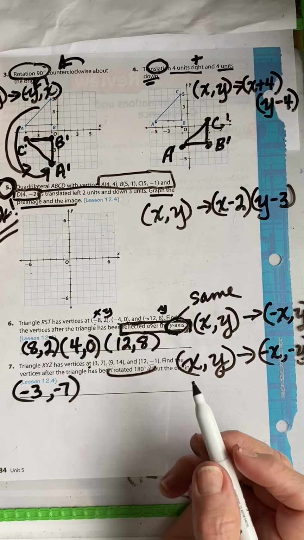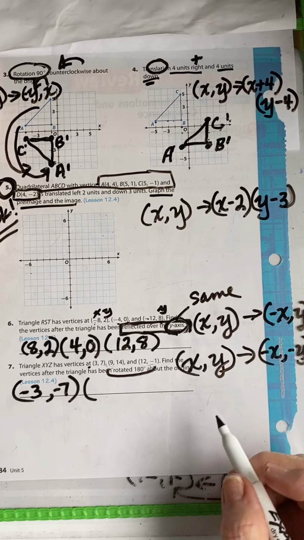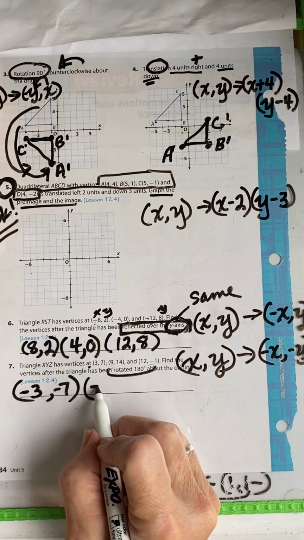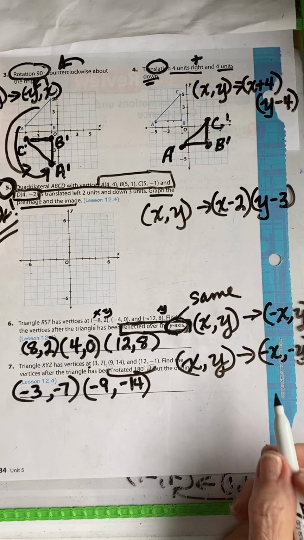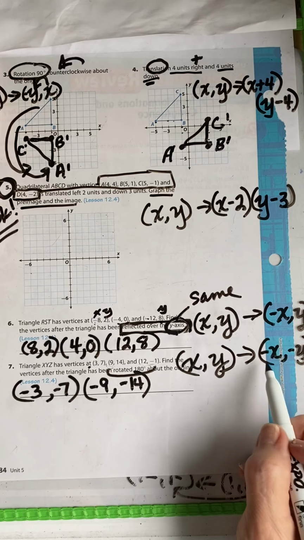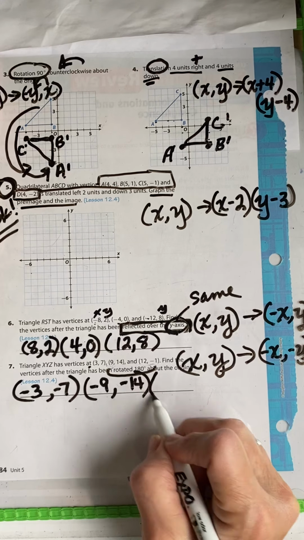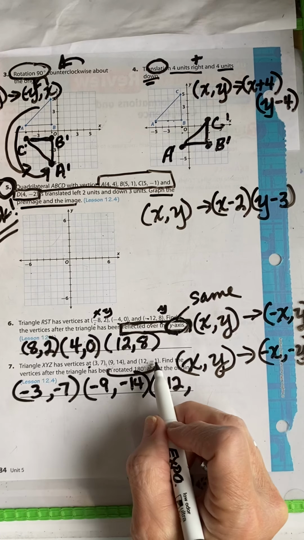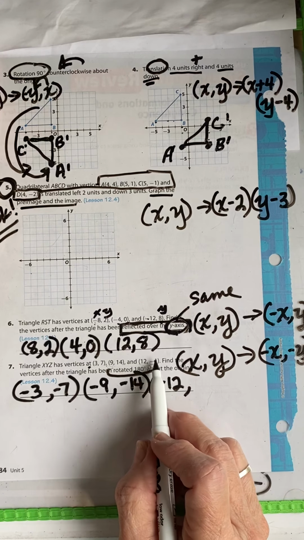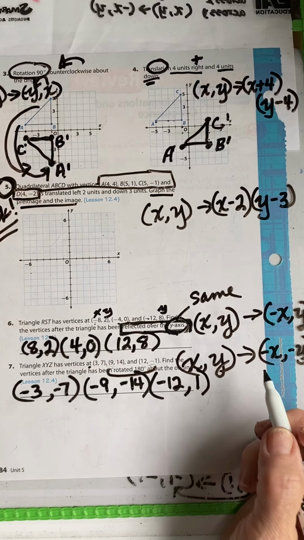Positive 9 and positive 14. So to rotate it 180, it's got to be -9, -14. Home run? To do 12 and -1, take the negative, positive 12 becomes -12. What does -1 become if I take the negative of the negative? Positive 1. There you go.